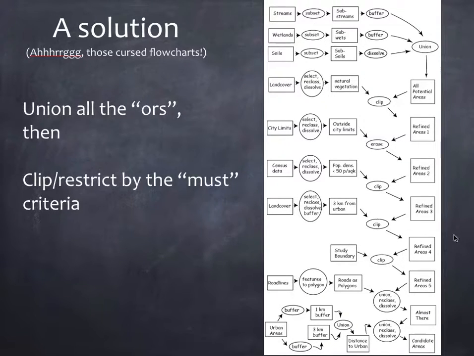So here's the dratted flowchart. And one of the things about the flowchart you can see is that each of these criteria really corresponds to starting with the data set and then applying it, and then building all those ors or ands together with unions or clips or other things along the way. So in a sense, if we look at how we lay out the ors versus the ands versus the selects, we have a roadmap, right?